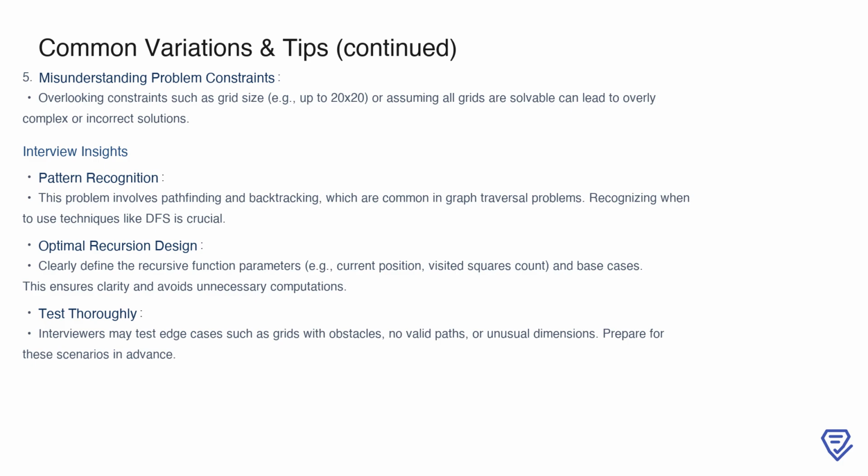Misunderstanding the problem constraints can also lead to issues. For example, assuming all grids are solvable or overlooking the grid size limit, which can be as large as 20 by 20, might result in overly complex or incorrect solutions.